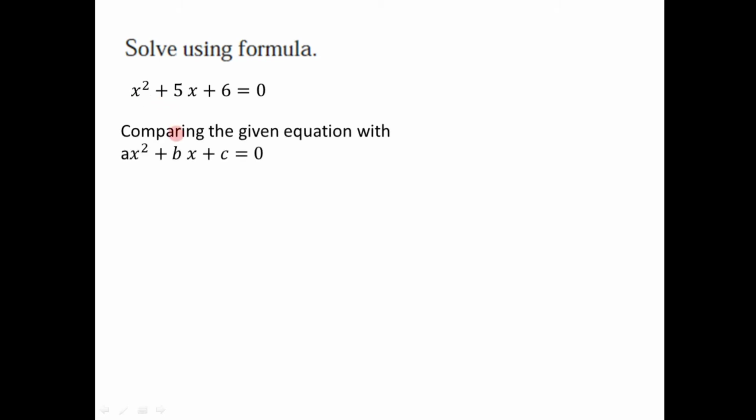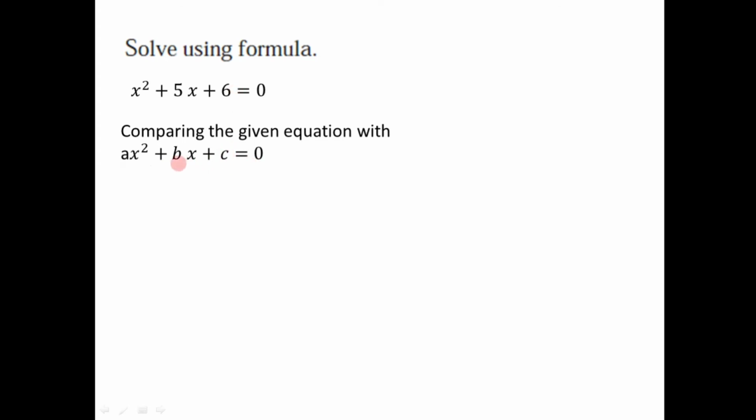Question is solve using formula. Equation is x square plus 5x plus 6 is equal to 0. So as we can observe here, this is the quadratic equation in variable x. We have to find its solution. So we have the formula for it. Before that, we need the values of a, b and c, which can be found by comparing the given equation with the general form, that is ax square plus bx plus c is equal to 0.